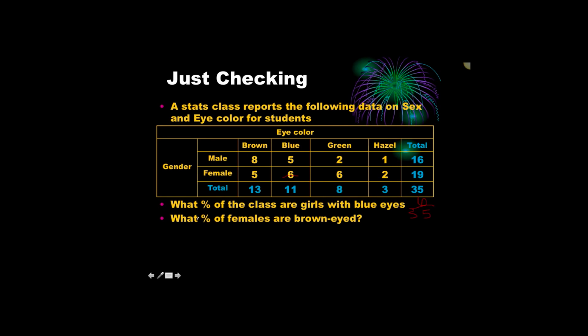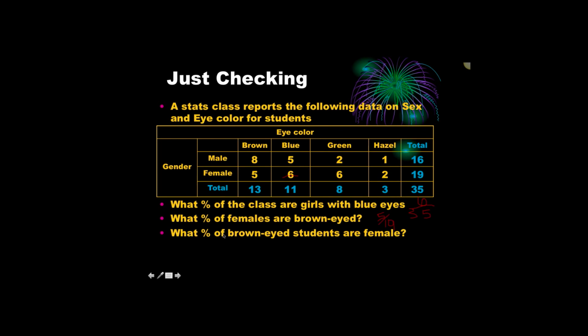So then we want to know the percent of females that are brown-eyed. So now we're only looking at females. So we want to know what percent of females. So now our total is only out of 19. And they have to be brown-eyed. And we're only looking at the females, so it's going to be 5. So 5 out of 19.